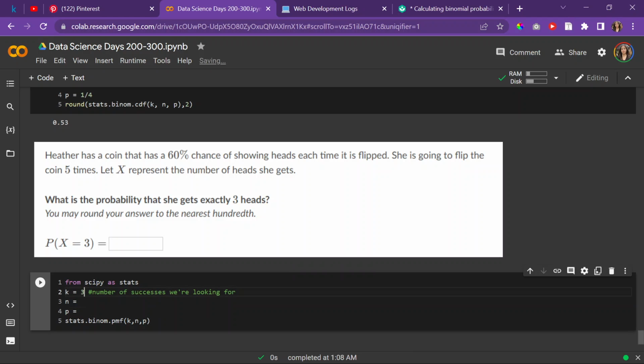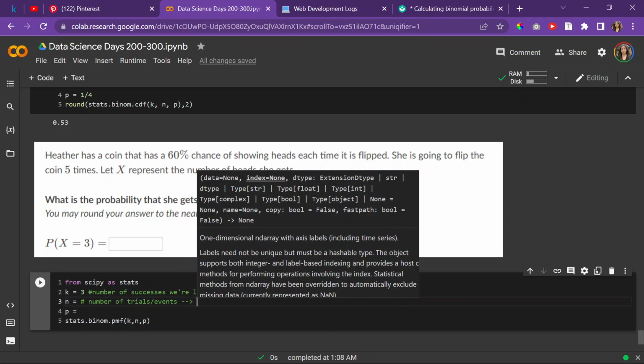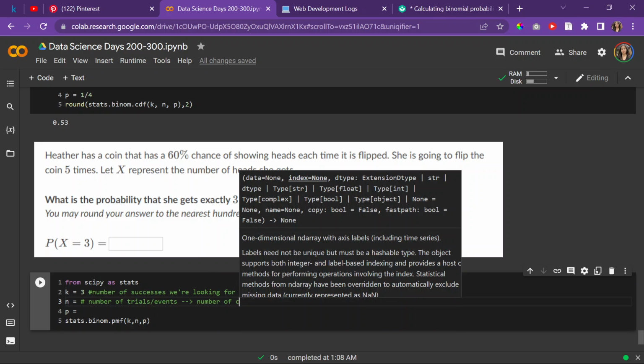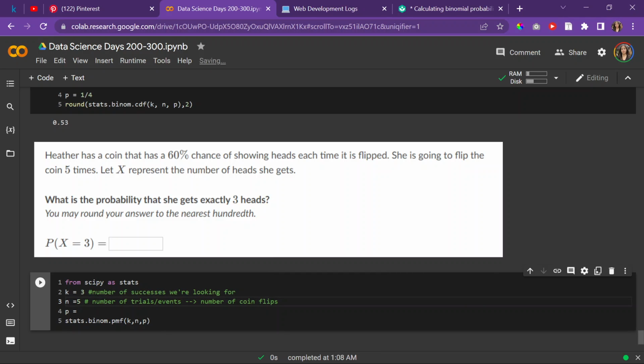Anyway, then N is the number of trials. So in this case, let me write that down. So number of trials or events. In this case, it's the number of heads, or sorry, number of coin flips. So how many coin flips? What is the probability that she gets exactly 3 heads and she's flipping the coin 5 times? So N is going to be equal to 5. Okay.